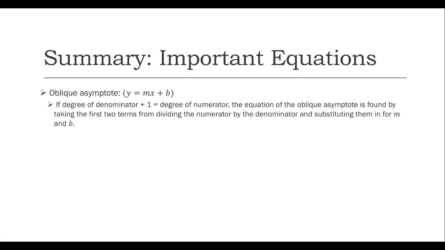So to find your oblique asymptote, if the degree of your denominator plus 1 is equal to the degree of your numerator, the equation of the oblique asymptote is found by taking the first two terms from dividing the numerator by the denominator and substituting them in for m and b in your equation y equals mx plus b.